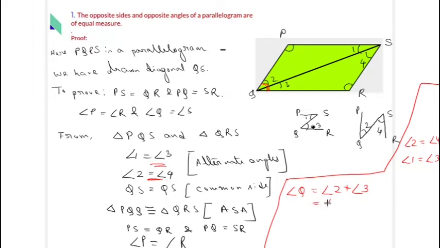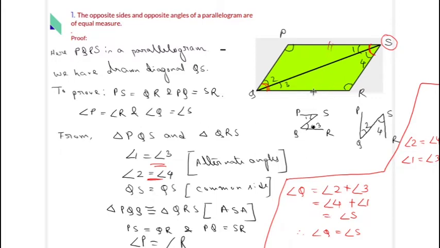Now, in place of angle 2, we will write angle 4, and in place of angle 3, we will write angle 1. Now, angle 4 plus angle 1, if we add them, we will get this angle, that is angle S. So ultimately what we have got is that angle Q is equal to angle S. That means we have got that opposite sides are equal.